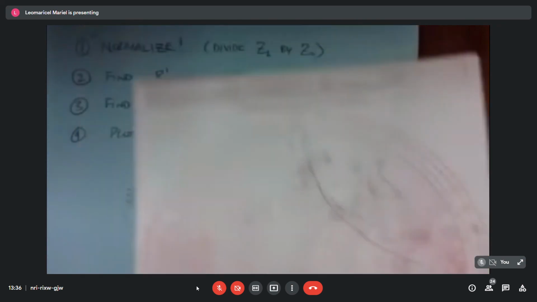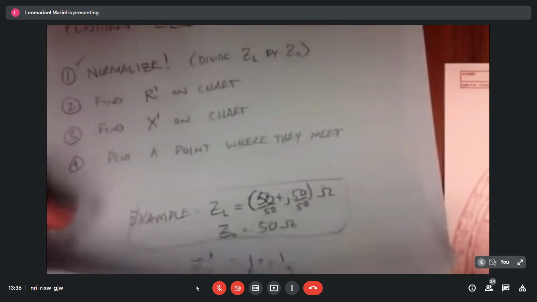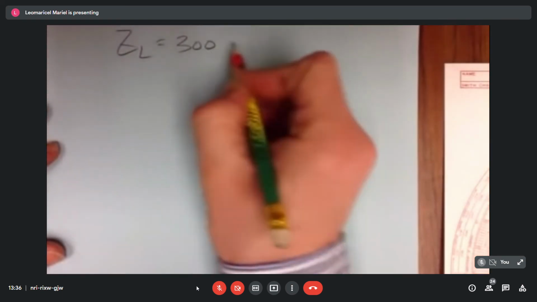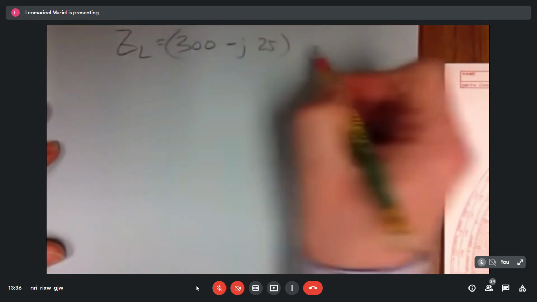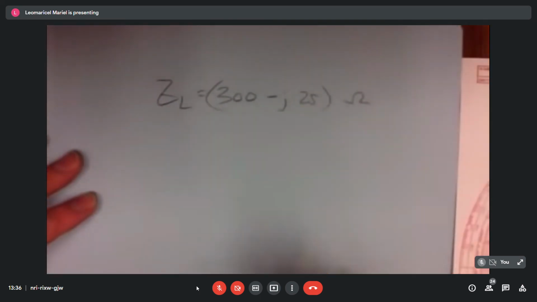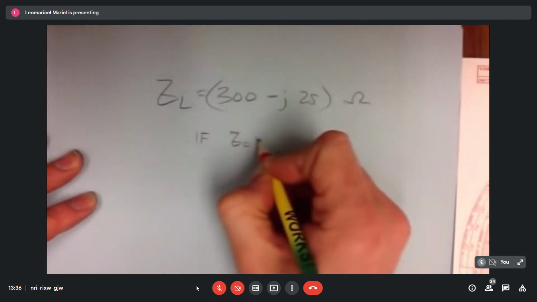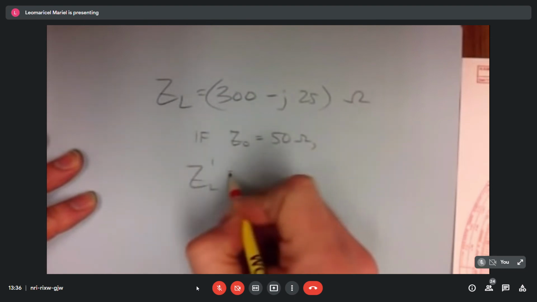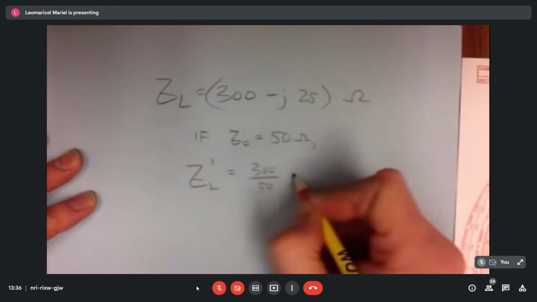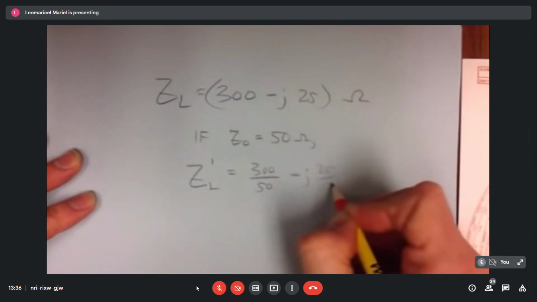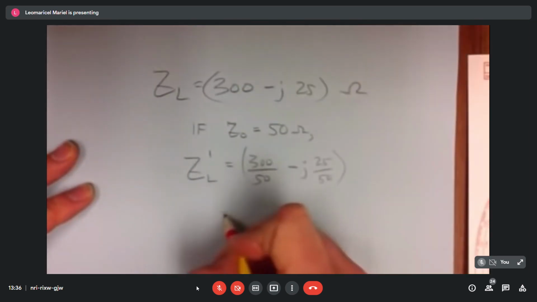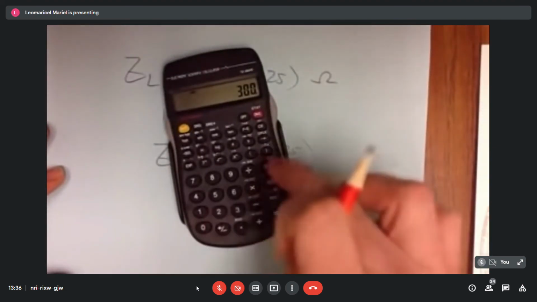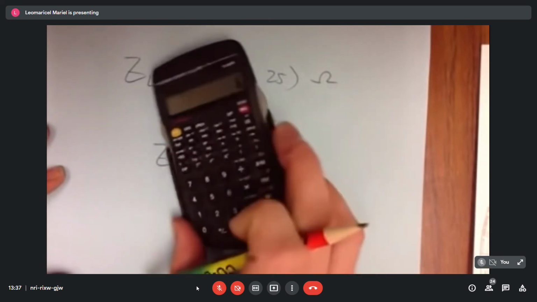So that's plotting impedance. Let's do one more, and then you will be an expert. The load impedance is equal to 300 minus J25 ohms. It's another example. If Z naught, the characteristic impedance, is equal to 50 ohms, the normalized impedance is going to be 300 over 50 minus J 25 over 50. 300 divided by 50 is 6.